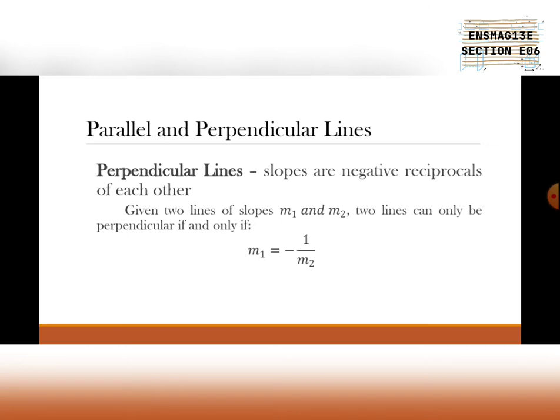Perpendicular lines are lines whose slopes are negative reciprocals of each other. Given two lines of slope m1 and m2, two lines can only be perpendicular if and only if m1 is equal to negative 1 over m2.